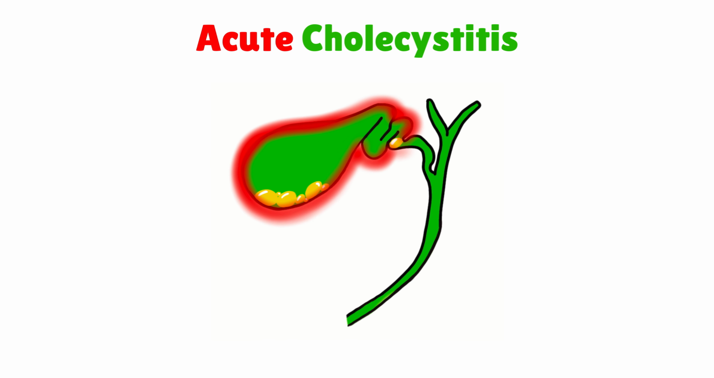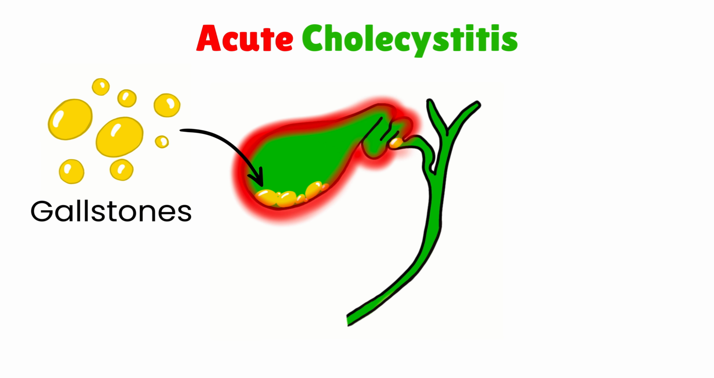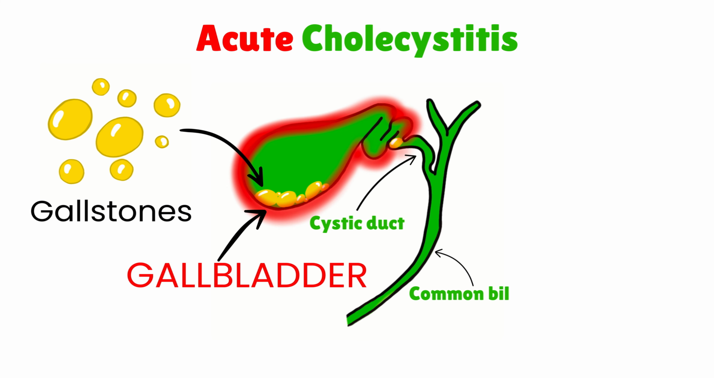And in most cases, this inflammation doesn't just appear randomly. It usually begins when a gallstone becomes lodged in the cystic duct, which is the small duct that connects the gallbladder to the common bile duct.